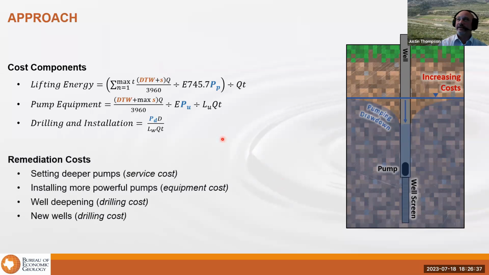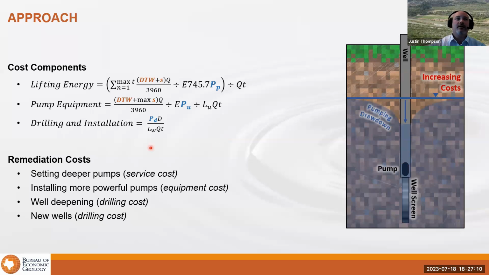I also mentioned remediation. Our analytical approach tells us not only when wells are at risk of operationally failing, but also what remediation solutions are potentially applicable and how much they might cost. So we look at four remediation solutions. We start with simply setting deeper pumps. If we imagine this pump was up here somewhere and was in danger of running dry and burning up, then we just drop the depth of the pump within the existing well infrastructure.